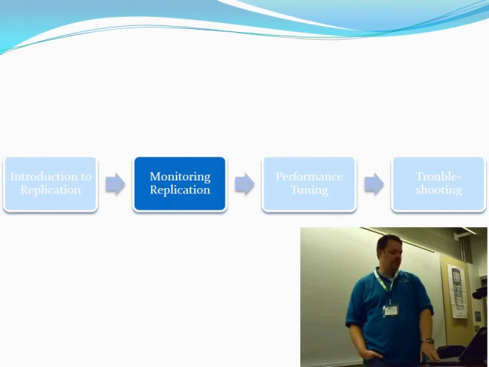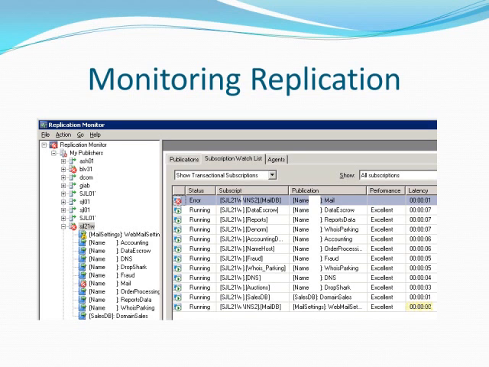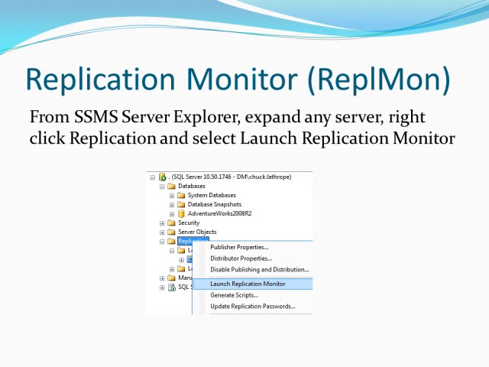So, monitoring replication. This is a tool called Replication Monitor, and you just open it up in Management Studio. You go to Replication, right click on it and select Launch Replication Monitor. There's an equivalent, replmon.exe, I think, if you wanted to create a shortcut for it, but this is the way I do it. So you just launch replmon.